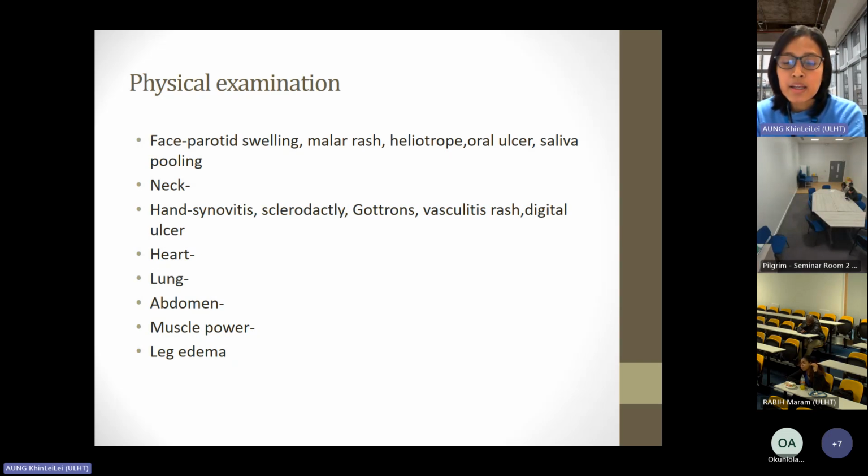Listen to the heart and the lung, feel the abdomen, check for muscle power. If you suspect the patient has inflammatory myopathy, look for leg edema. If you suspect the patient has a renal problem.